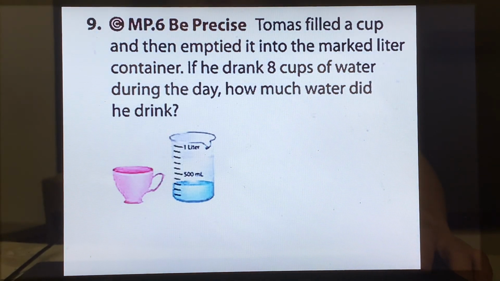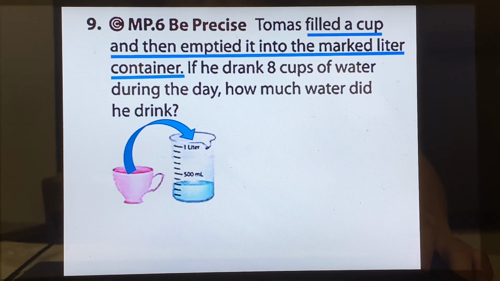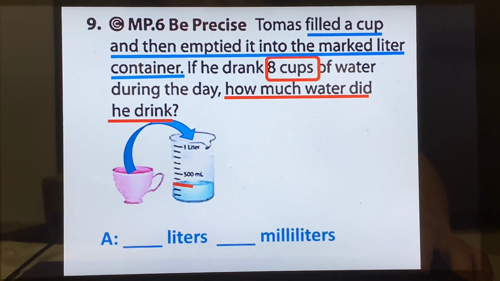9. Thomas filled a cup and then emptied it into the marked liter container. If he drank 8 cups of water during the day, how much water did he drink? Find the answer.